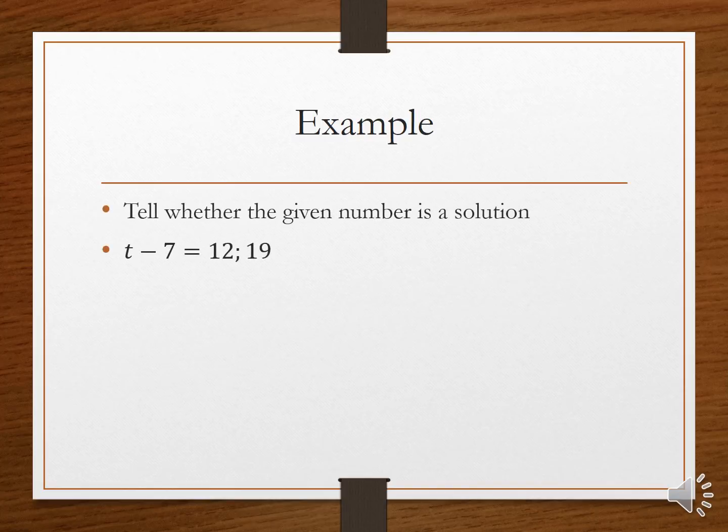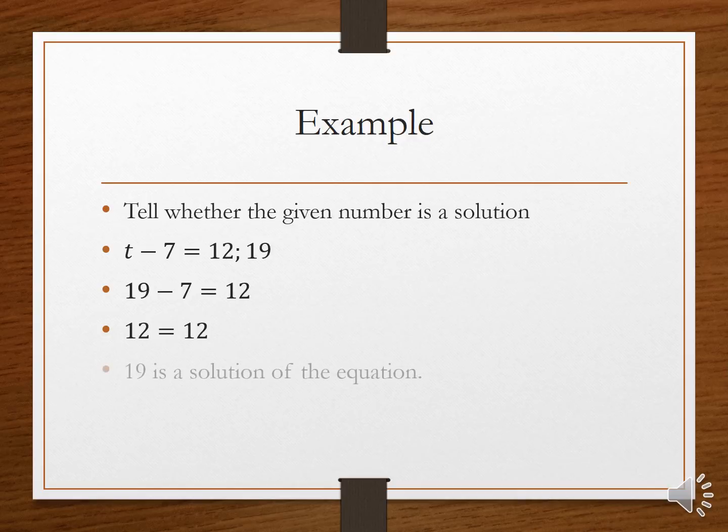Here's an example. Tell whether the given number is a solution to the mathematical sentence or equation. Pause the video at this point to give yourself a chance. So when we plug 19 in for t, and then we simplify 19 minus 7, we do get 12. And 12 is equal to 12, so therefore 19 is a solution of that particular equation.